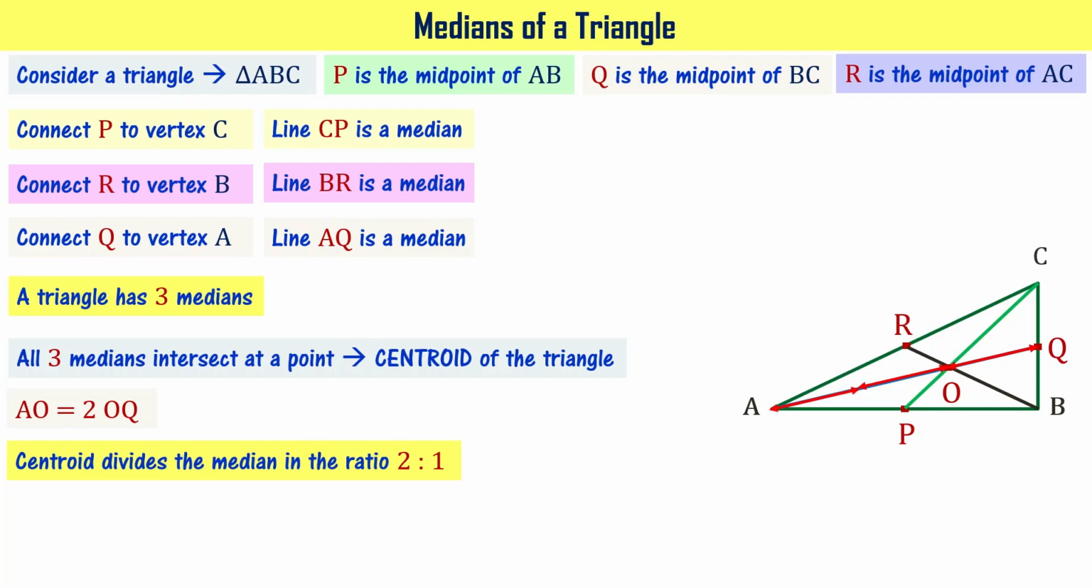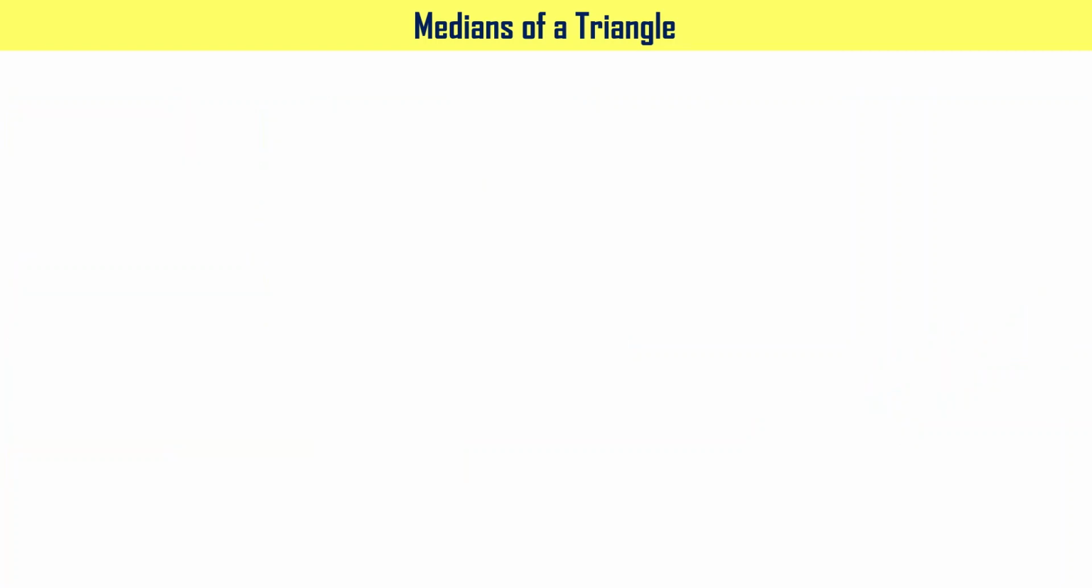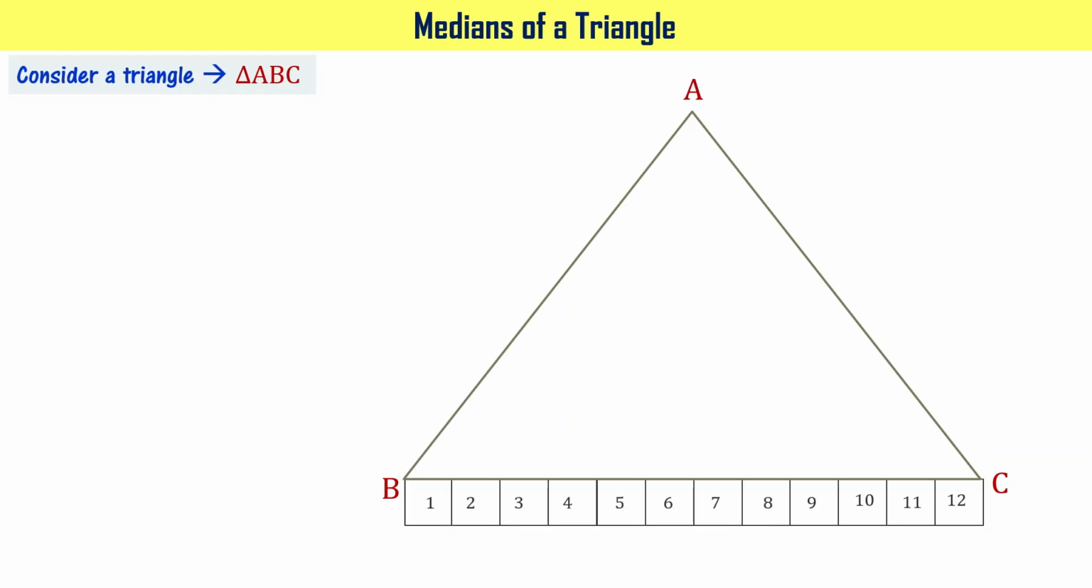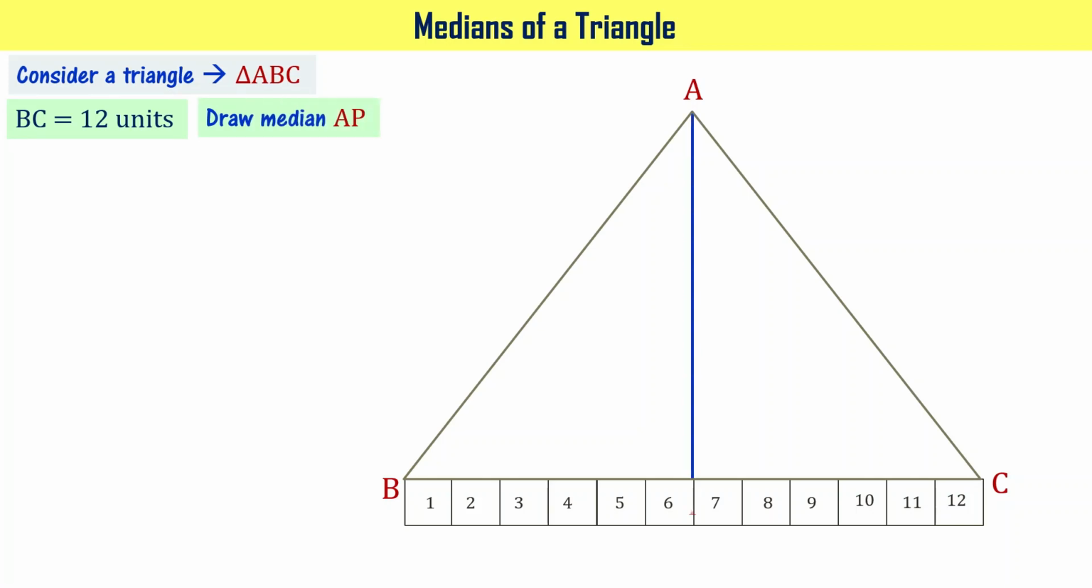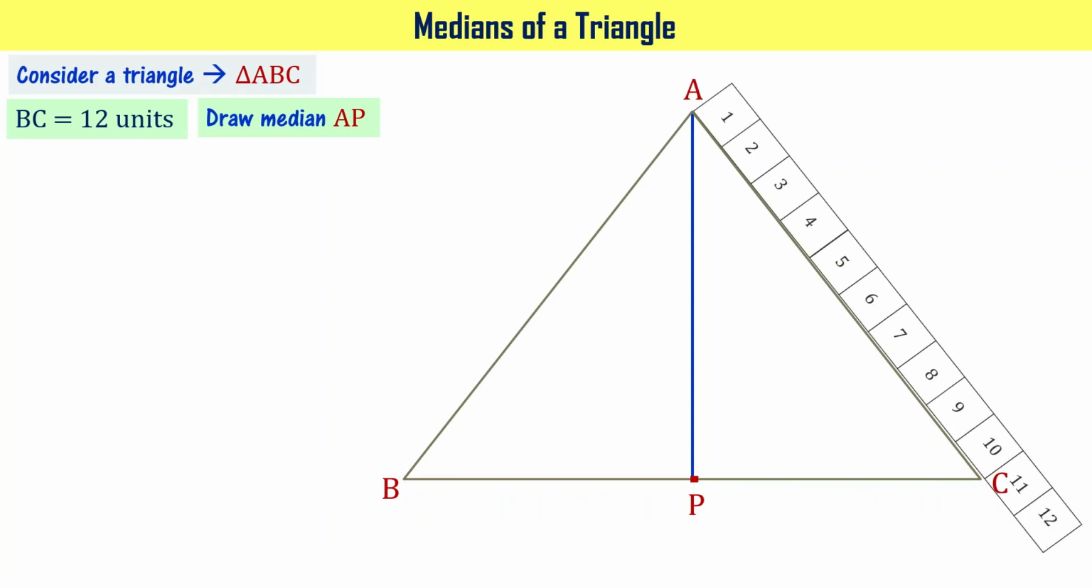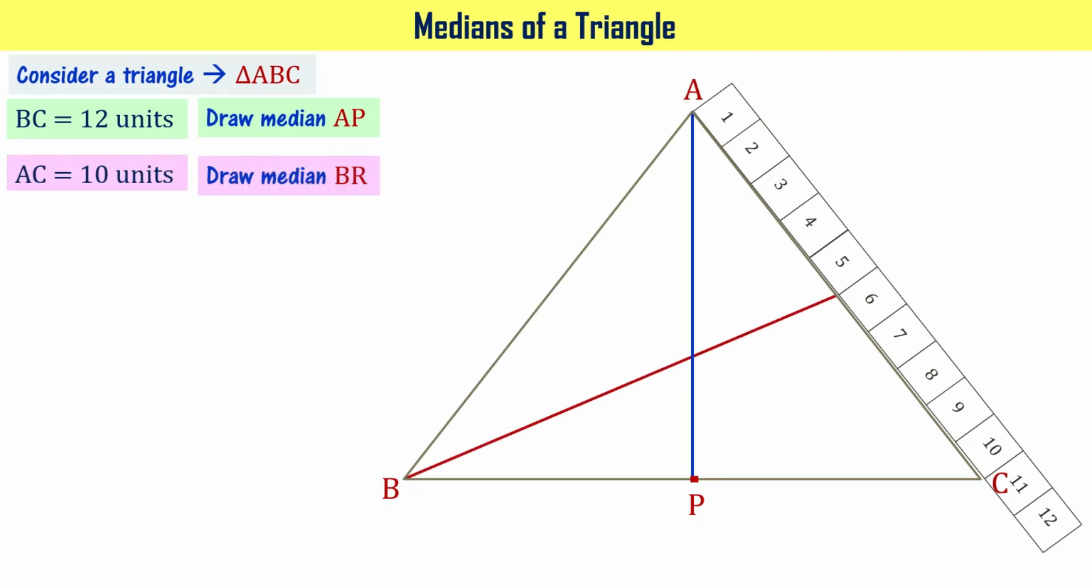Let's see whether this particular relation of the centroid dividing the median in the ratio of 2:1 is applicable for other triangles or not. For that, let me consider a triangle ABC as shown here. BC length is 12 units, and let me mark a midpoint P and draw the median as shown here. Midpoint is at 6 units, right? Similarly, as you see here, the length of side AC is 10 units. The midpoint is at 5. So let me draw median BR as shown here.